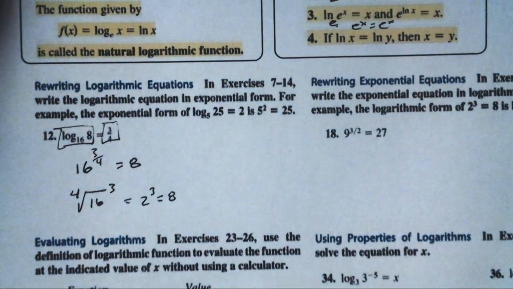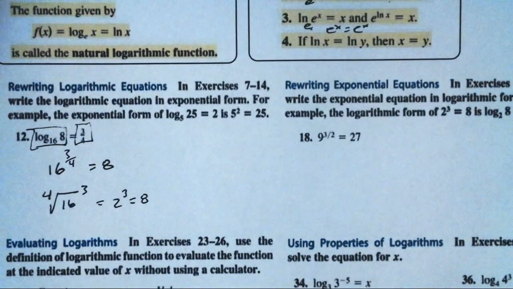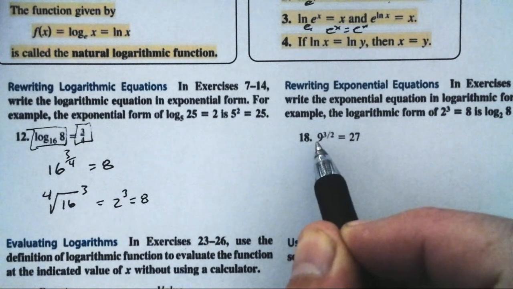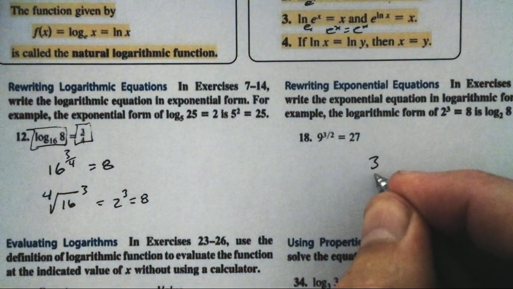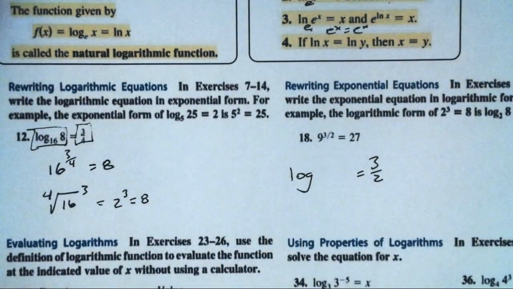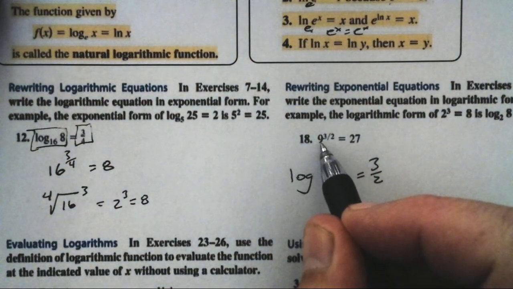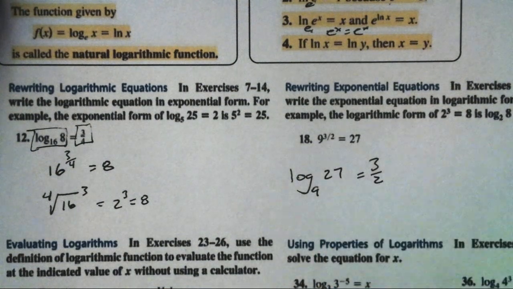Okay. All right, and then you'll have some problems where you're doing that in reverse. Well, take a look. 3/2 apparently is the exponent that turns 9 into 27. 3/2 is the exponent. What are logarithms? Logarithms are exponents that turn their base, the base of this is 9, into 27.